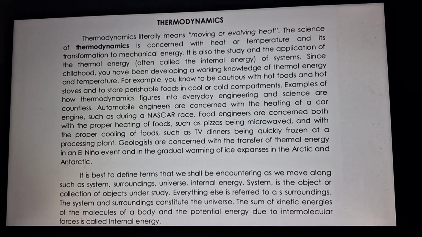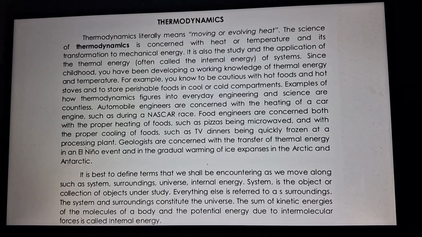So it is best to define terms that we shall be encountering as we move along, such as system, surroundings, universe, and internal energy. A system is the object or collection of objects under study. Everything else is referred to as surroundings, and the system and surroundings constitute the universe.